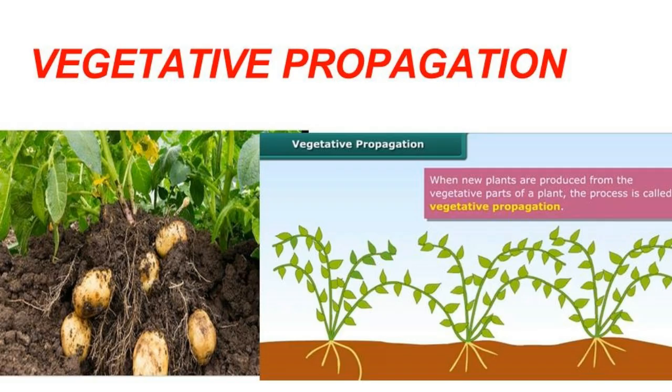The first one is vegetative propagation. I gave you a potato as an example. Shoots arise from the eyes. Vegetative parts of the plant such as root, stem and leaf can help in propagating the plants. So you can see in the picture how vegetative propagation takes place.